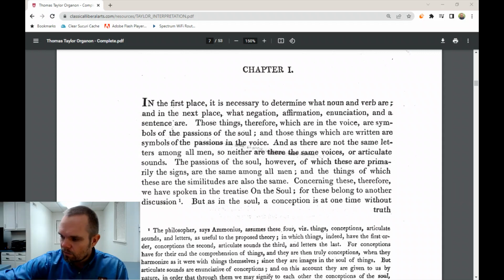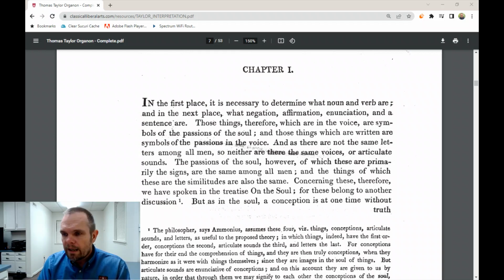Just as written words are symbols of the words we speak, so also the words that we speak are symbols of the conceptions or ideas in our minds, the passions of the soul. All right? Those things which are in the voice are symbols of the passions of the soul. Those things which are written words are symbols of the passions in the voice.